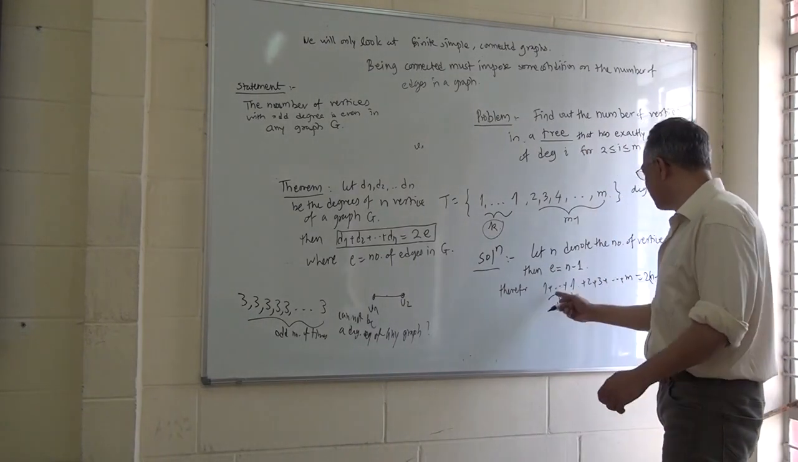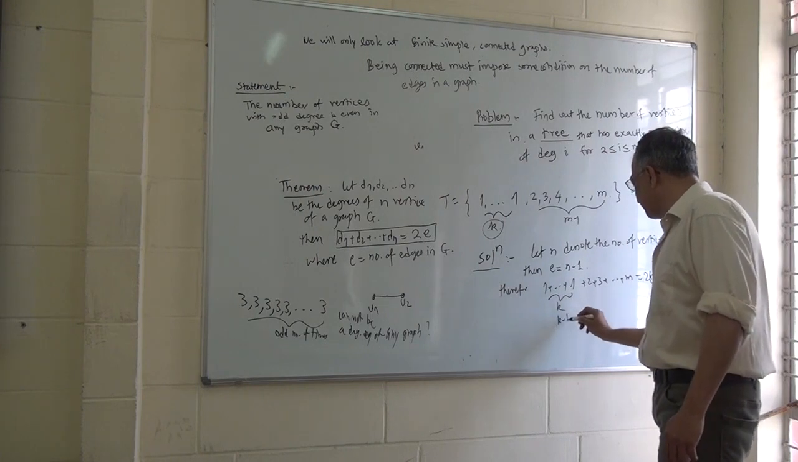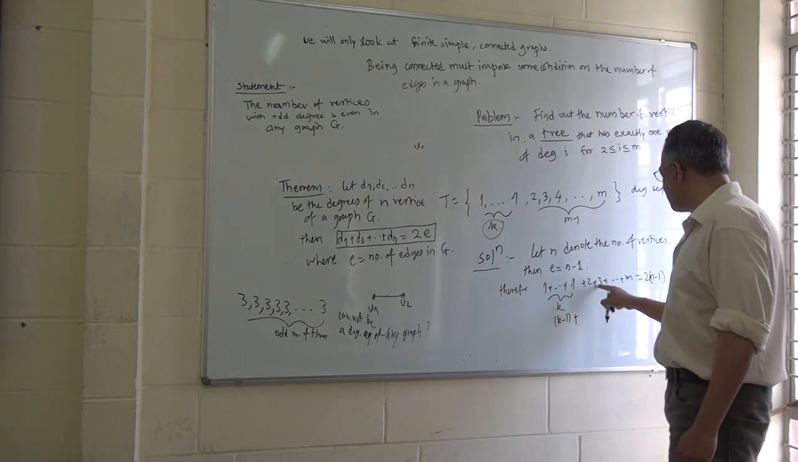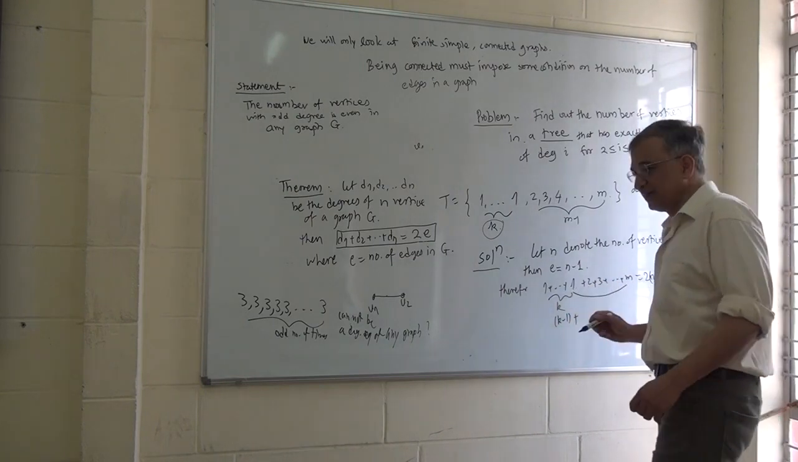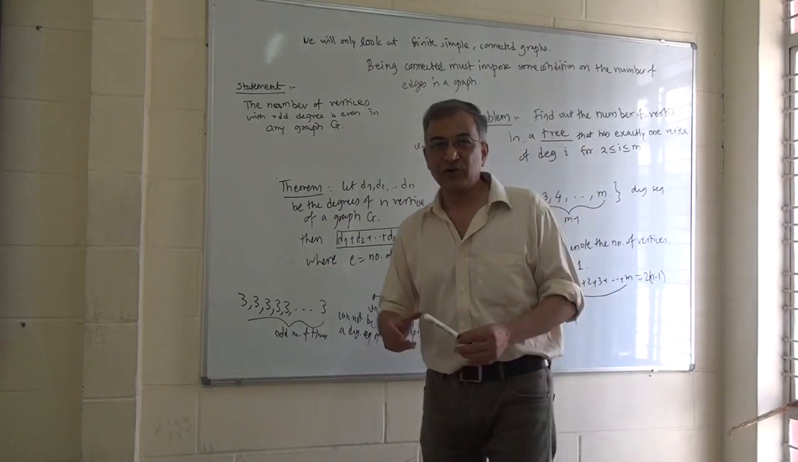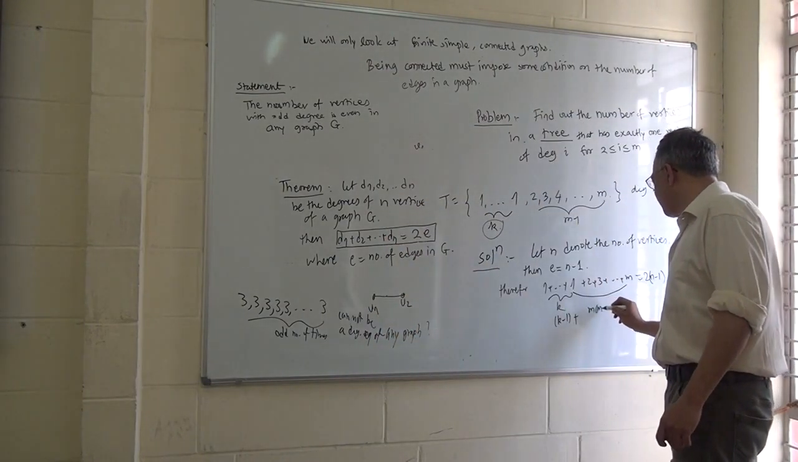But what is this number? One can remove one on this side, so it is actually k minus 1 plus 1 plus 2 plus 3 plus up to m. And you must have heard the story of Gauss, that 1 plus 2 plus 3 plus up to m is m into m plus 1 by 2.